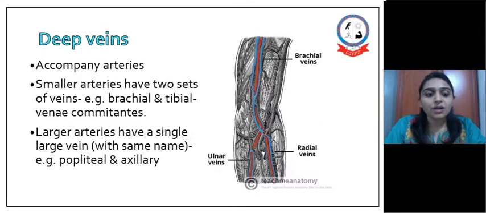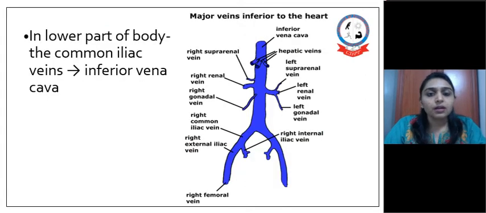While the larger arteries have a single large vein with mostly the same name, for example popliteal and axillary. So the popliteal artery is accompanied by the popliteal vein and axillary artery is accompanied by the axillary vein. The blood drawn from the lower half of the body is drained into the common iliac veins. Common iliac veins from both sides join to form one inferior vena cava. Here we can see the inferior vena cava.